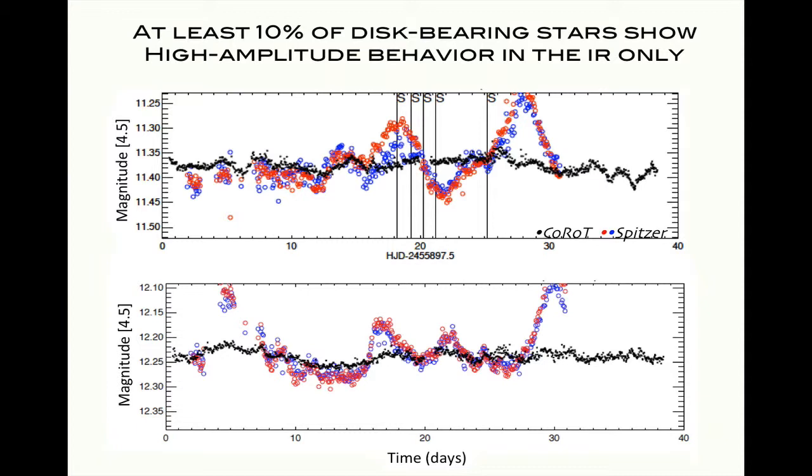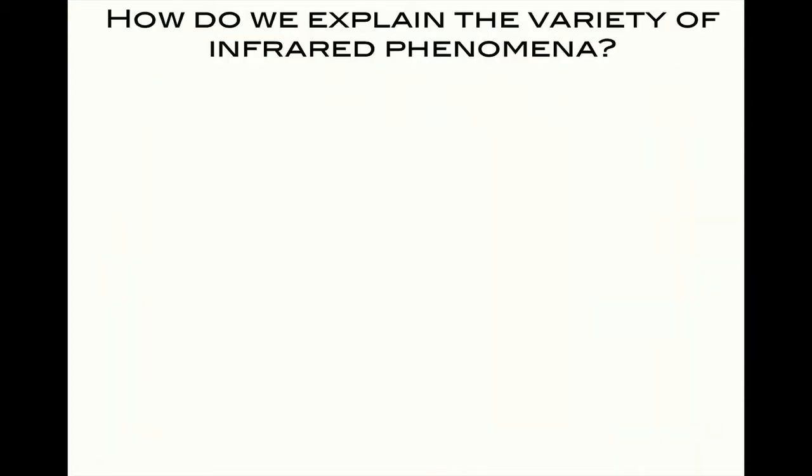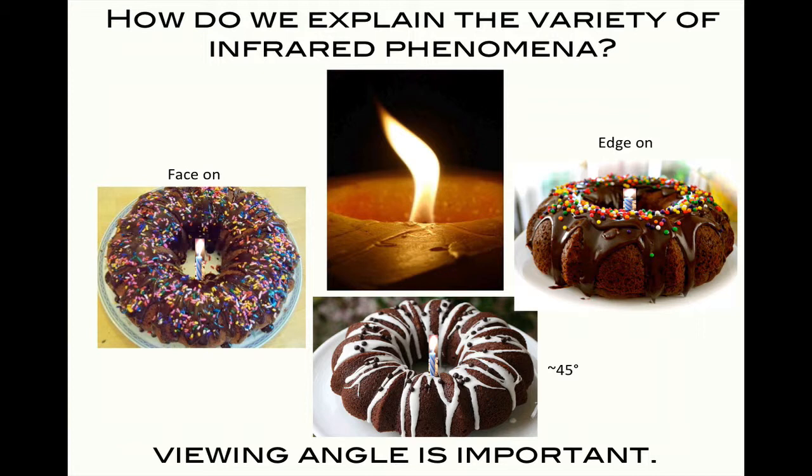So what could explain the variety of infrared phenomena that we're seeing in these young stars and their disks? Well, viewing angle is very important. And as you can see from these disks here, whether you're looking face on or edge on or something in between with respect to the star and its disk can be important. Why is that? Well, the light from the central star, represented by a candle here, shines and also creates shadows on different parts of the disk.